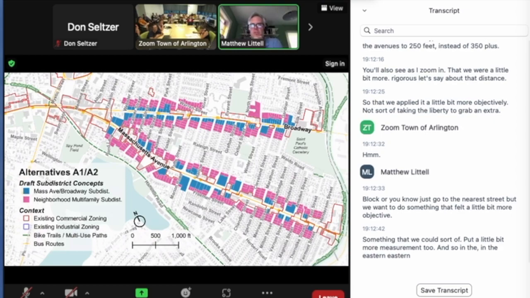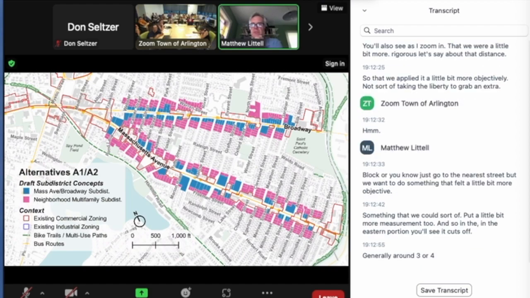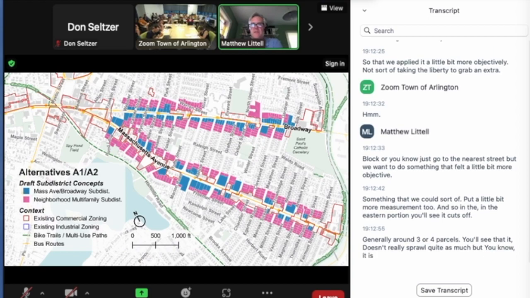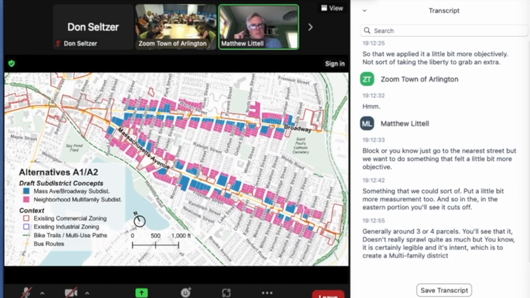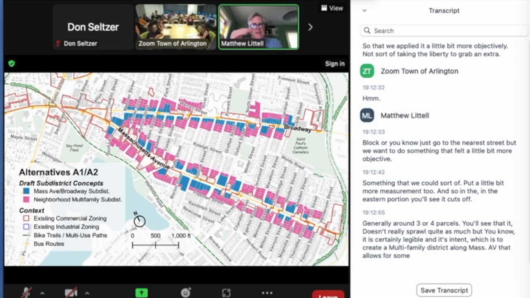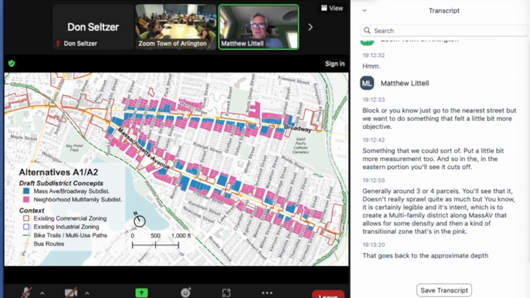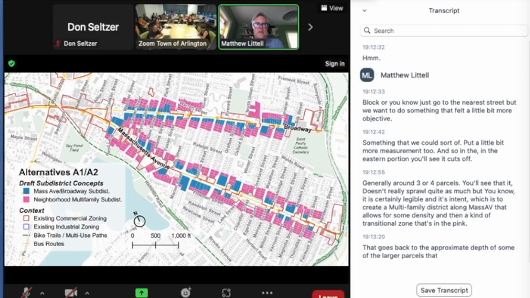And so in the eastern portion, you'll see it cuts off generally around 3 or 4 parcels. You'll see that it doesn't really sprawl quite as much, but it is certainly legible in its intent, which is to create a multifamily district along Mass Ave that allows for some density, and then a transitional zone in the pink that goes back to the approximate depth of some of the larger parcels that do abut Mass Ave.